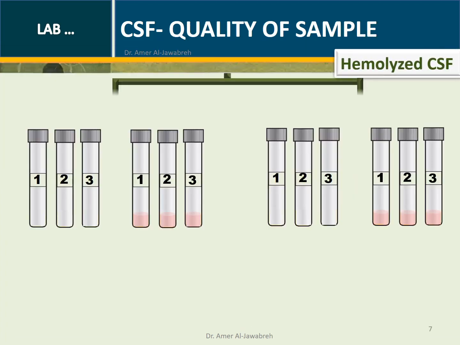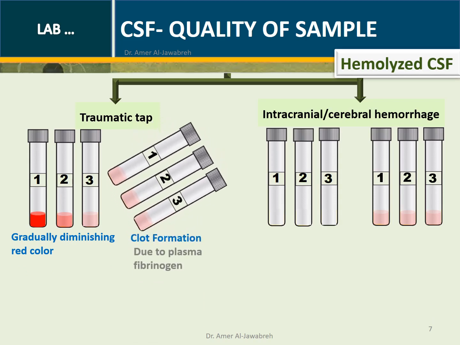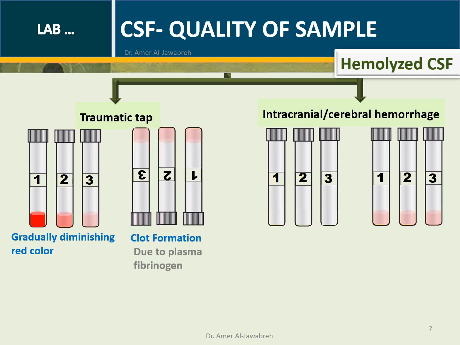Quality of CSF sample. Hemolyzed CSF is caused by traumatic tap or hemorrhage. Traumatic tap is viewed as gradually diminishing red color across the 3 tubes, or clot formation due to plasma fibrinogen. Hemorrhage is viewed as evenly distributed red color across the 3 tubes, or the absence of clot.